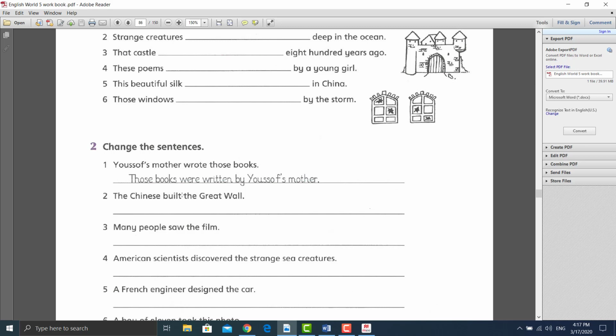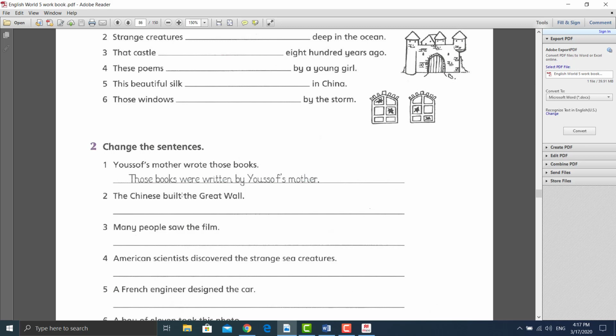Okay, let's move to sentence number 2. The Chinese built the Great Wall. Where is the object? Very good. The Great Wall. Was or were? Yes, was. And we have build, built, built. So, the Great Wall was built by the Chinese. The Great Wall was built by the Chinese.